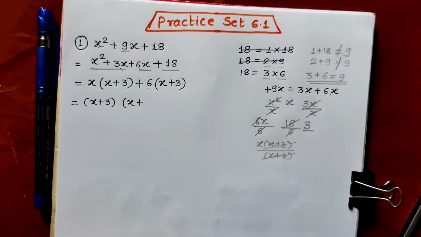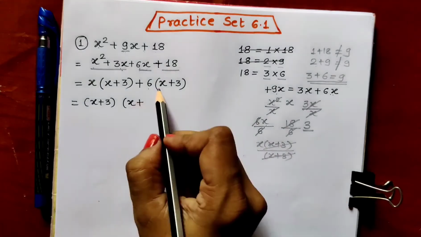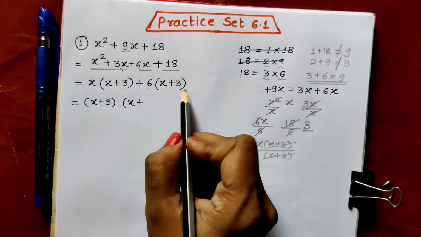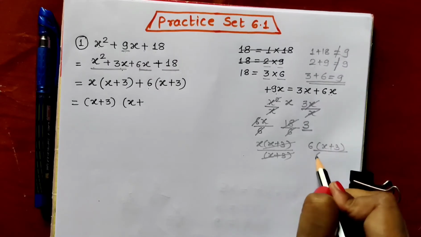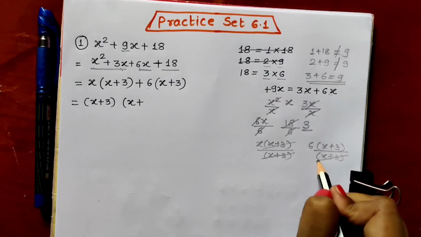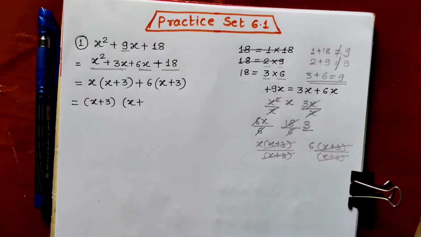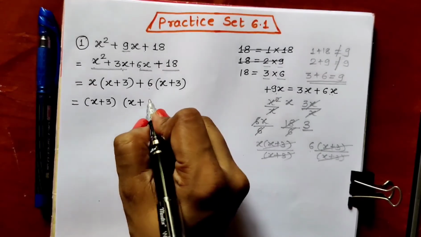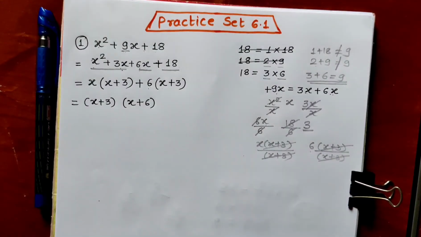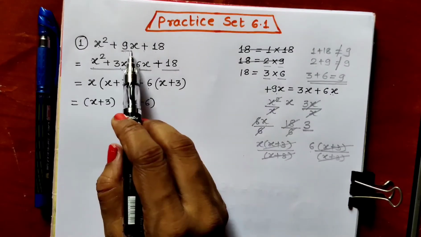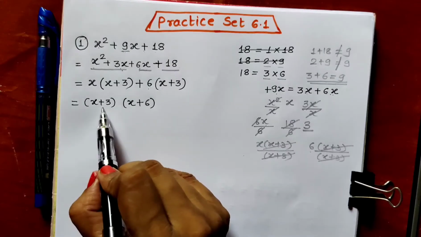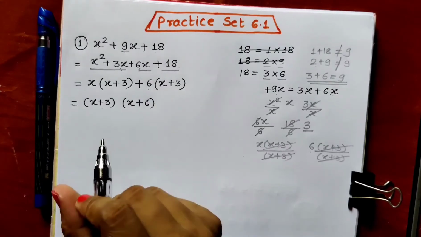Plus sign is there and then we can take out x plus 3 from this term also common. 6 times x plus 3 upon x plus 3. So x plus 3 getting cancelled. What is remaining? 6 is remaining. That 6 we should write inside the bracket. In this way we can get the factors of x square plus 9x plus 18 as x plus 3 and x plus 6.